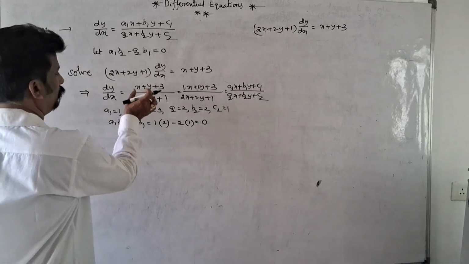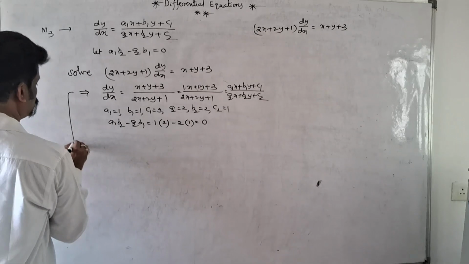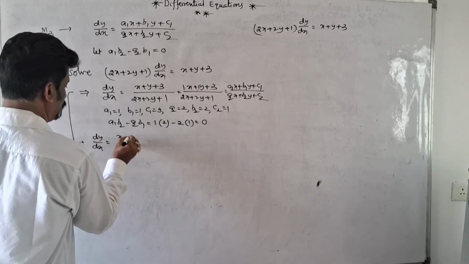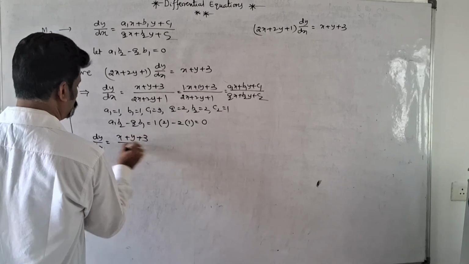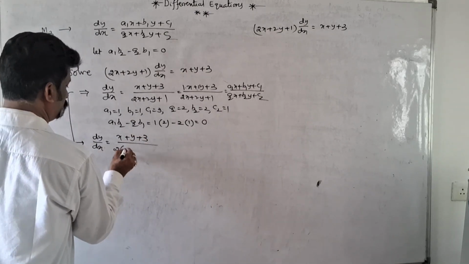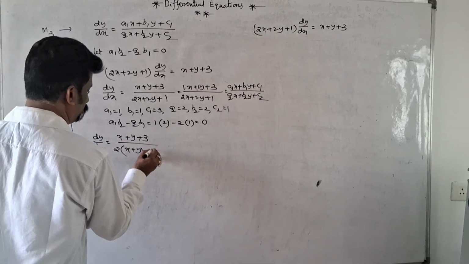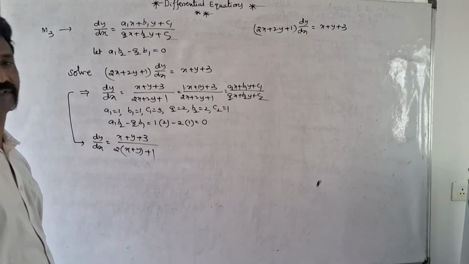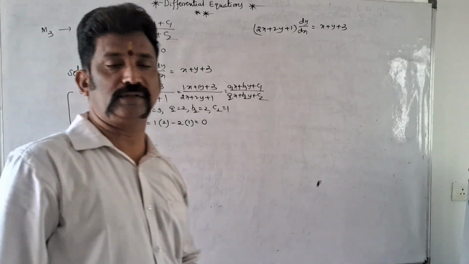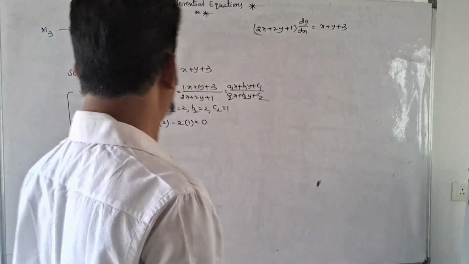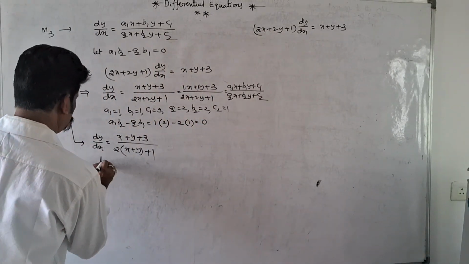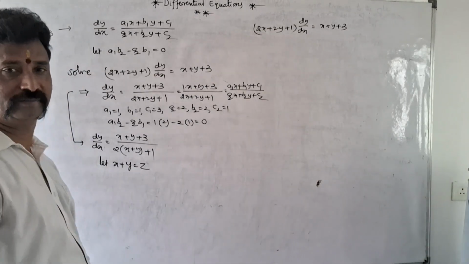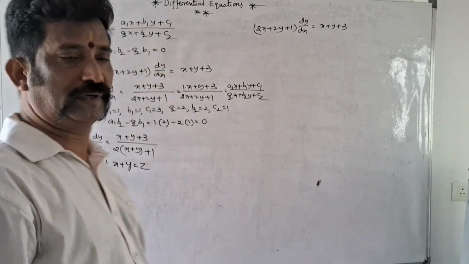So this equation is dy by dx is equal to x plus y plus 3 by 2 times x plus y plus 1. Which one is a common value? In numerator and denominator, x plus y is a common value. That common value we take as some z. Let x plus y is equal to z.